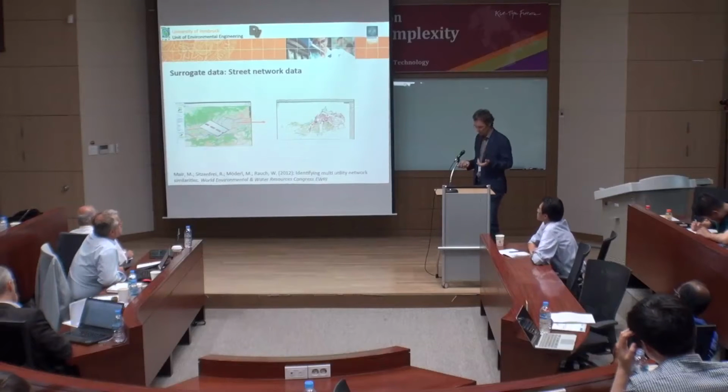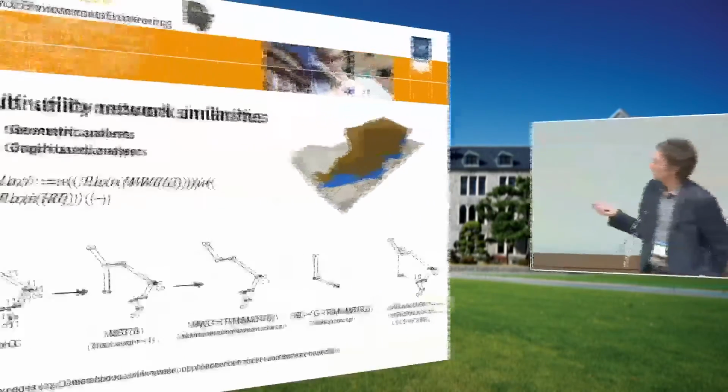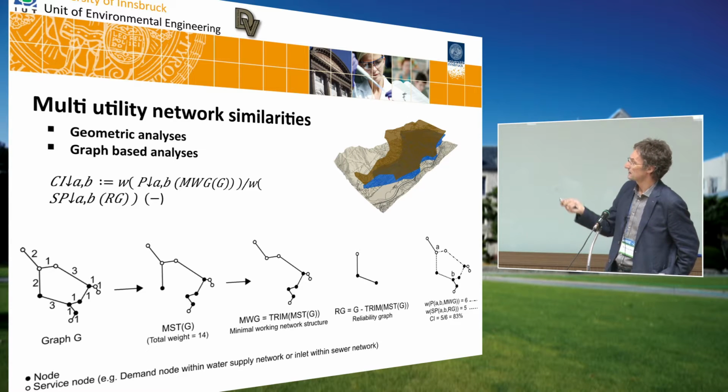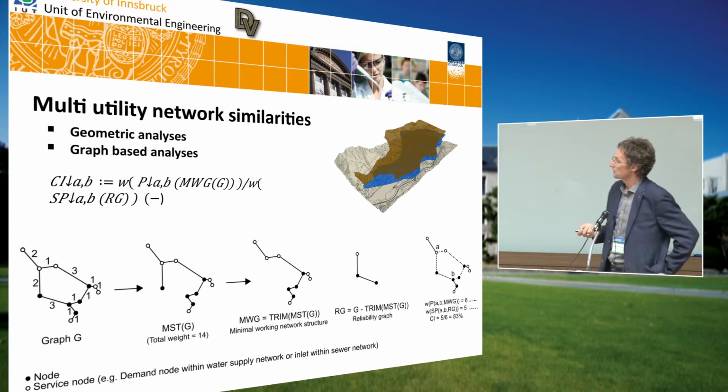First of all, we have it openly available, in OpenStreetMap, with much better information than we have from the networks themselves. But in terms of a future perspective, it's also easier to forecast a street network from the urban form. We did some work on multi-utility network similarities. We made geometric analysis and also graph-based analysis. The two graph-based indicators were the closed loop indicator and the leaf indicator.